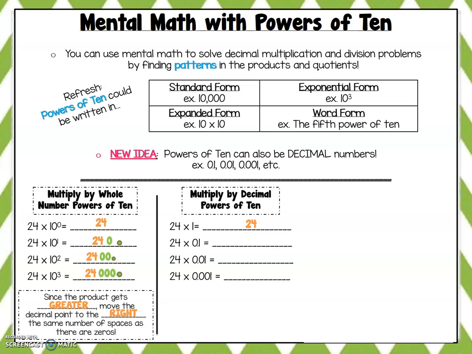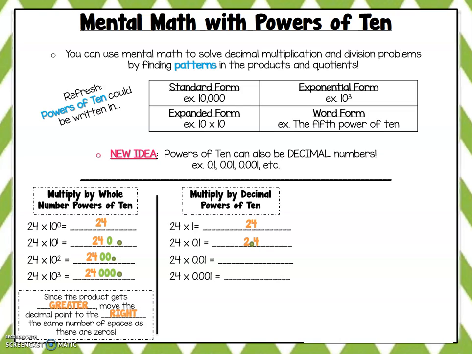Since my product is going to become less, I need to shift my decimal point to the left. And the way I know how many spaces to do that is by counting the number of digits after the decimal point. So in 24 times 0.1, or 1/10, there's only one digit after the decimal point. So I'll start with my whole number 24, and I'll shift that decimal point one space to the left.